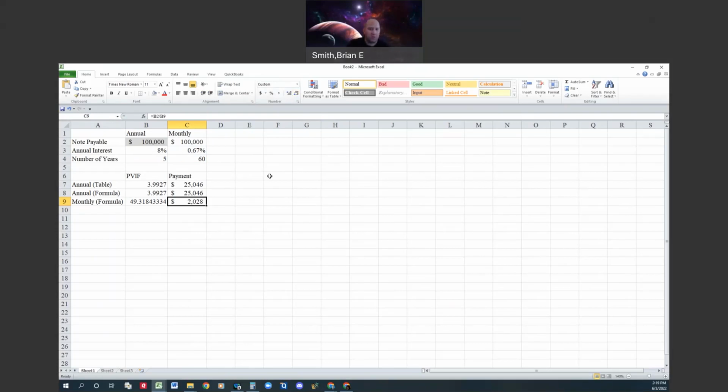This is going to be a little more reasonable. This is more what we expect to see, all right? So what we're going to do now is we're going to set up this present value interest factor table. We're going to start first with the annual.